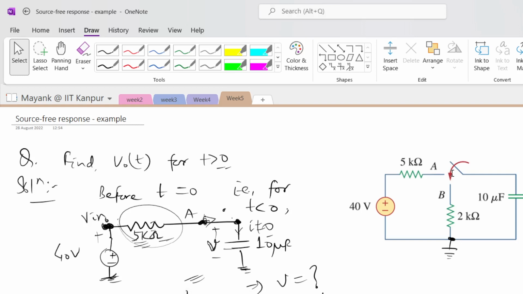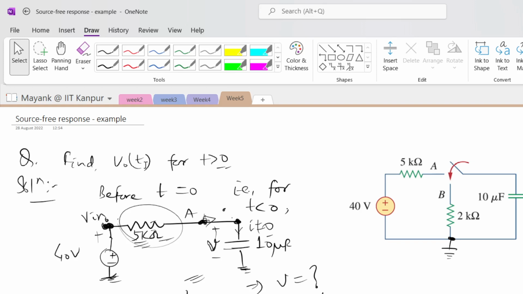So basically you can see that there is a switch here, and this switch is changing its position from A to B, right? Before time t equals 0, that is for all time less than 0, this switch was connected with A, and just at time t equals 0, it changed its position to B. So I am trying to find out what happens to this voltage V here for time greater than 0. This is the question.